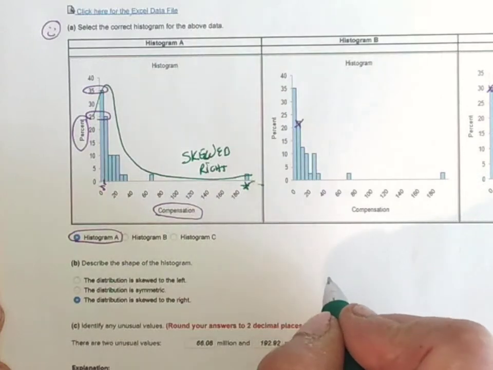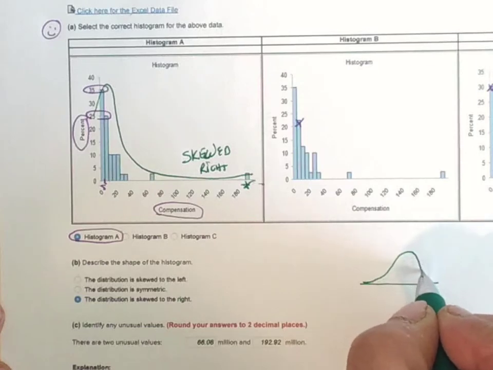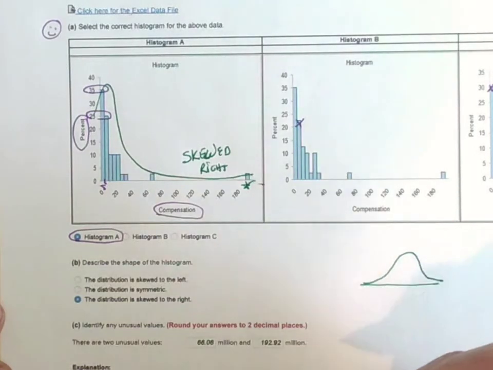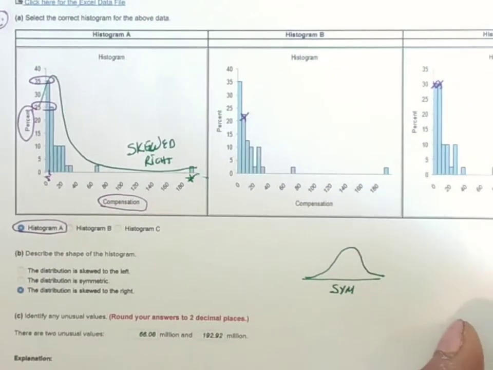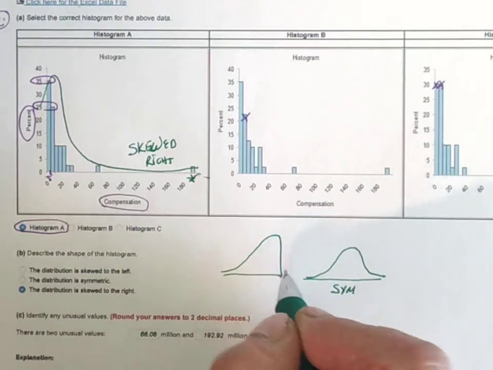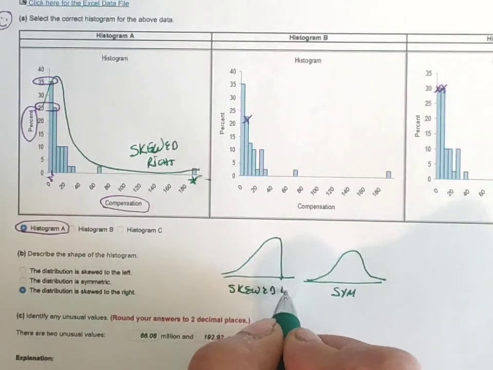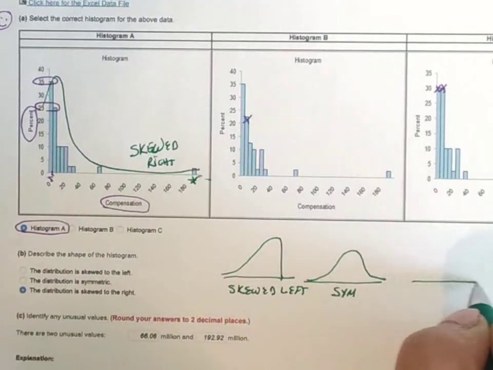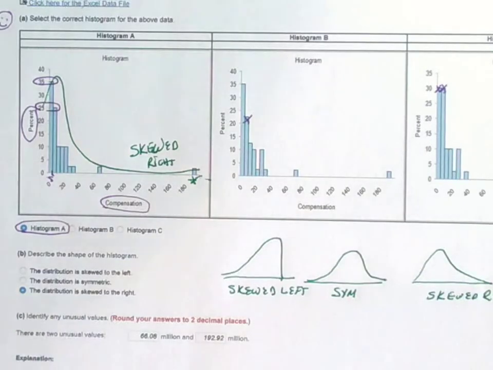Just to review skewness, if I have a graph that looks like this, and it's got that bell shape, that's symmetric. And if I have a graph that looks like this, it's skewed left. And if I have a graph that looks like this, then that's skewed right.